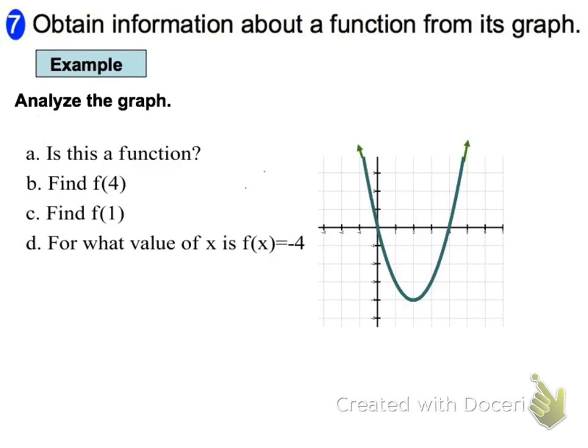All right, moving on then, our final objective, and this one's pretty important, and this is going to come back a lot throughout the rest of this chapter, and it's a lot of just knowing notation. We are going to obtain information about a function using this graph. So we're given a graph of a function, and we're just going to basically answer some questions about it.